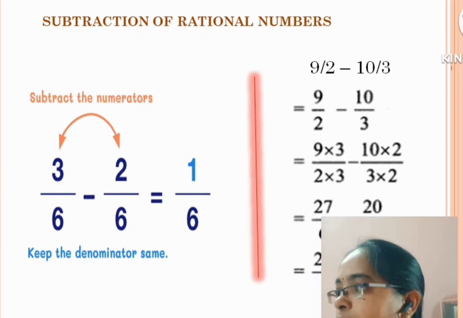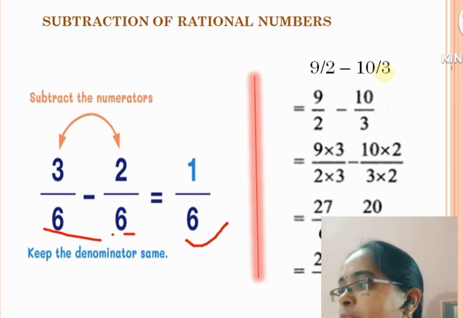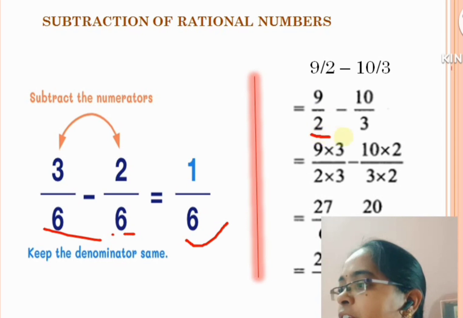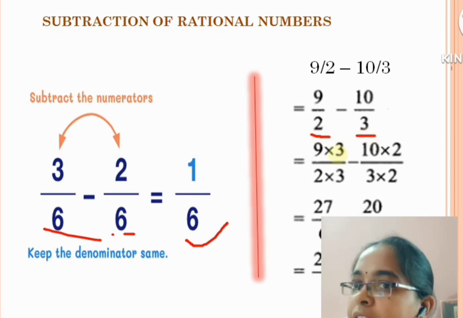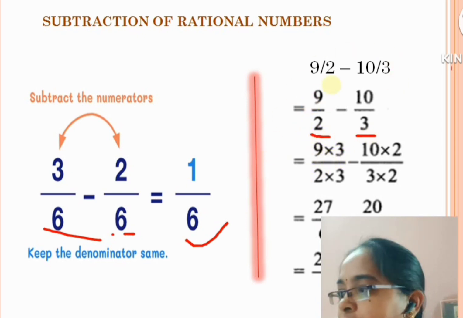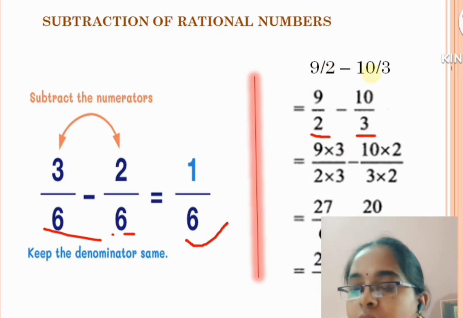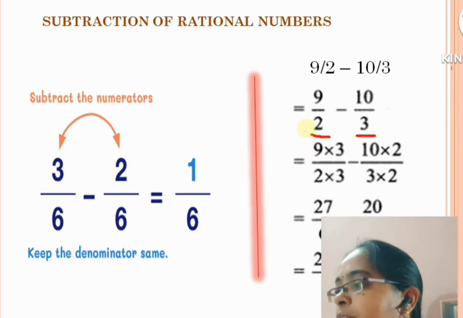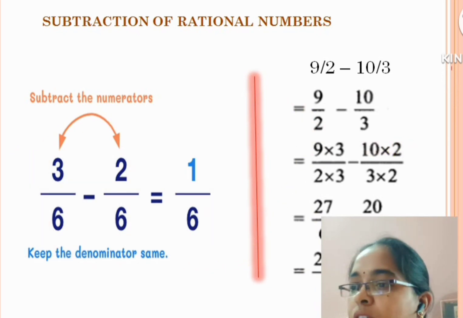See one example of how to do subtraction. In subtraction also, if the denominators are the same, we can simply subtract the numerators and write the same denominator for the answer also. Now see what if the denominators are different. The same thing we perform in addition, we need to take the LCM of the denominators and write the equivalent fractions of these, 9 by 2 and 10 by 3, so that we can perform the subtraction of rational numbers.